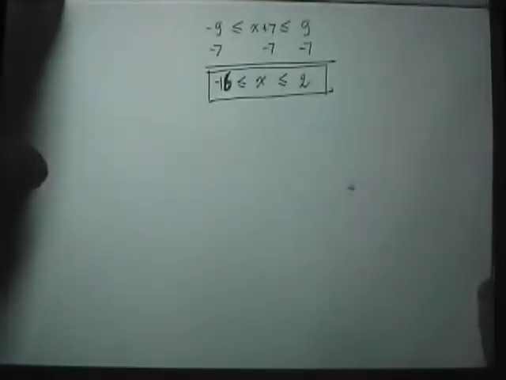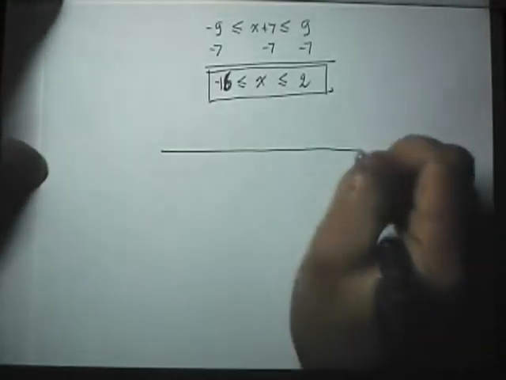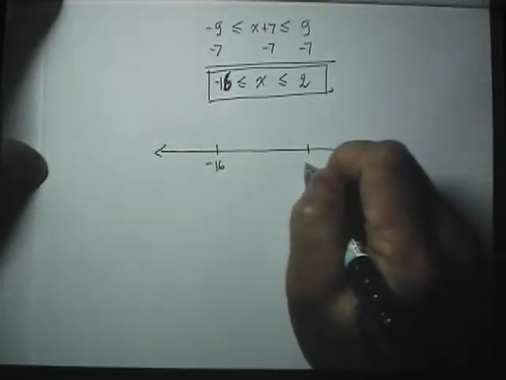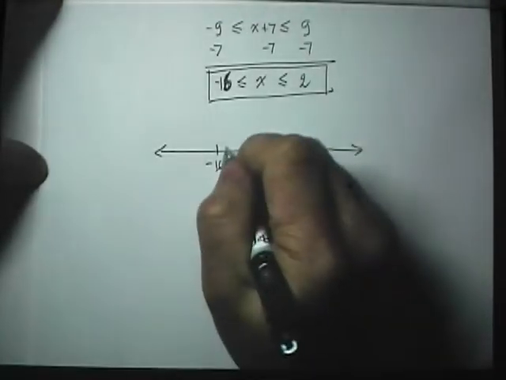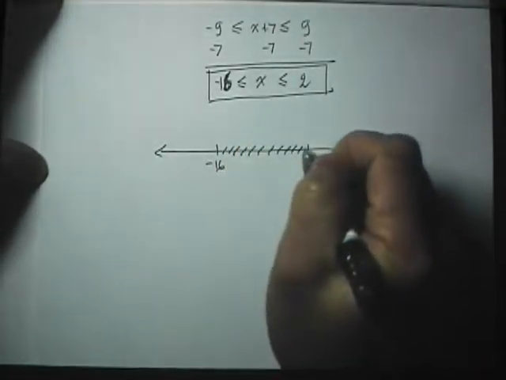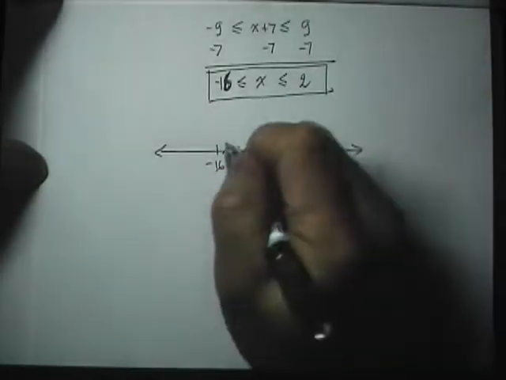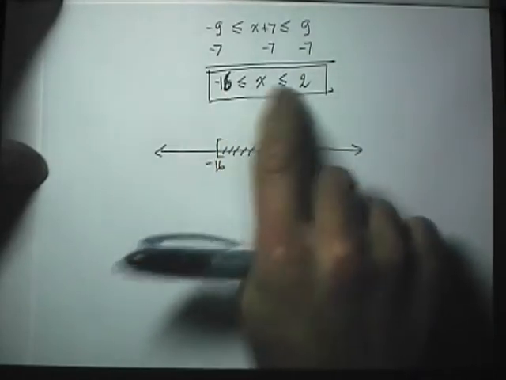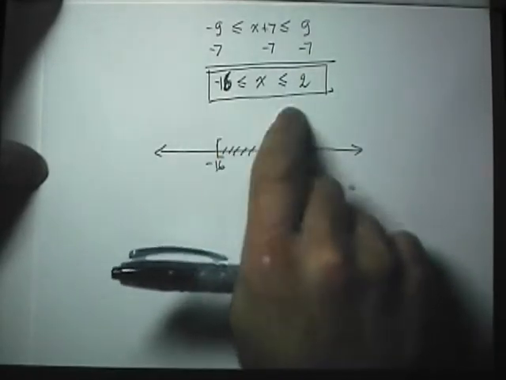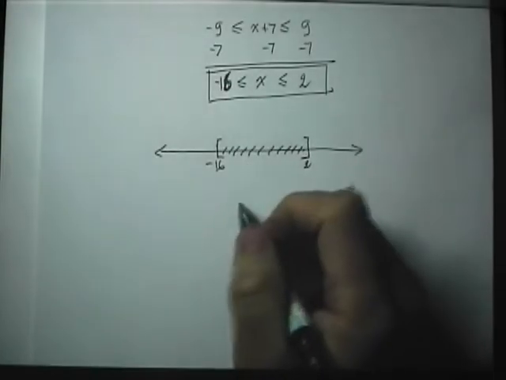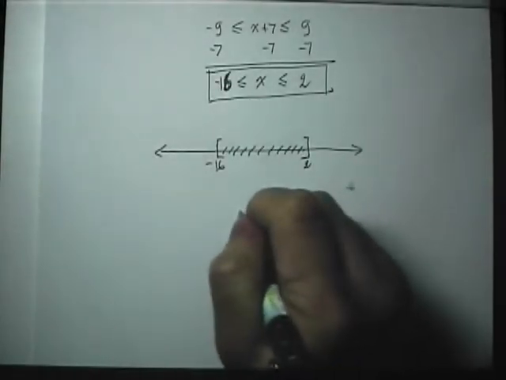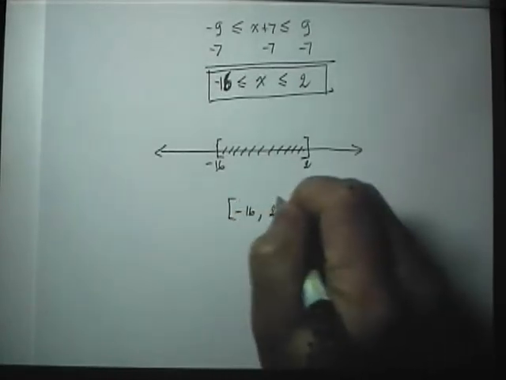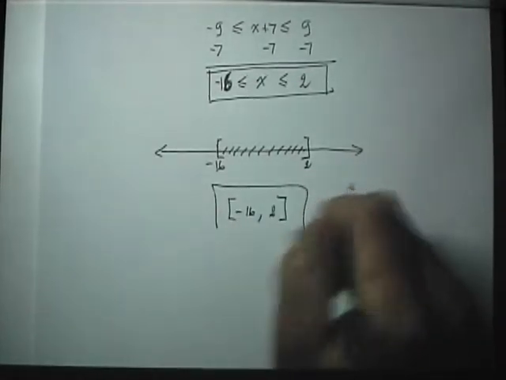So to graph the inequality, my lower end is -16, my higher end is 2. So I'm shading in between, and here I'm using brackets on the two ends because both of the inequalities include the equal signs. And then finally writing my answer in interval notation, I have the lower end -16, comma, the upper end 2, putting them in brackets, and that's how I'm done with my inequality.